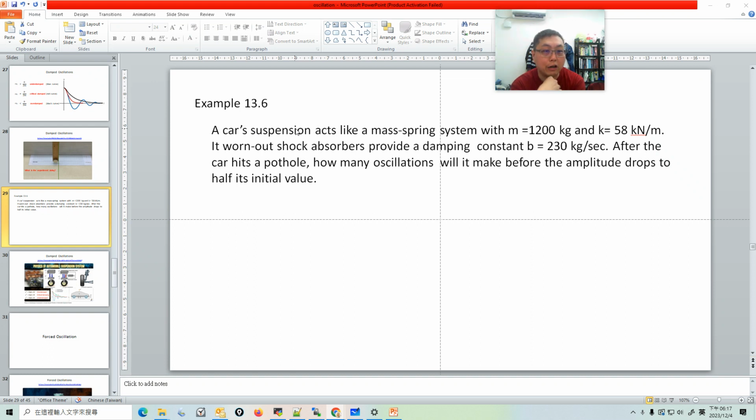It says a car is a mass-spring system. The mass is 1,200 kilograms, and your spring constant is 58 kilonewtons per meter. Be careful, it's kilonewtons here. And the damper has a damping constant, just like I said, the damping parameter. The damping parameter b is 230 kilograms per second.